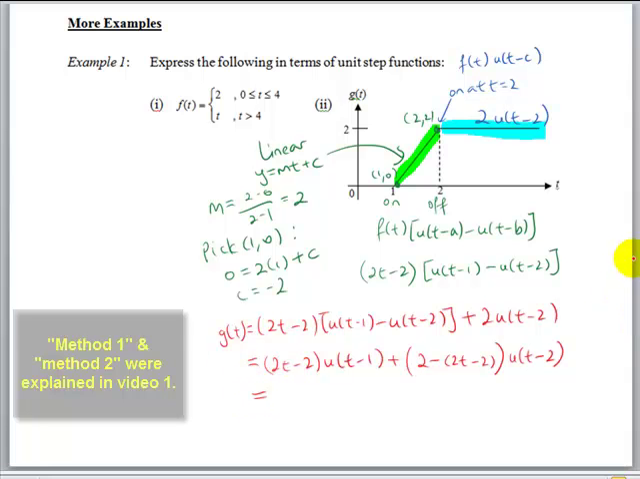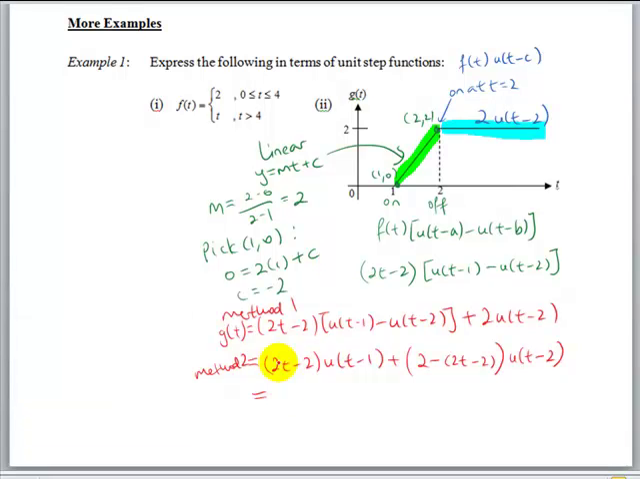Otherwise, as I said, if this is easier to understand, all you got to do now is to expand and simplify. So this is using method 2. This is using method 1. They both should give you the same answer, although I find this easier to simplify.